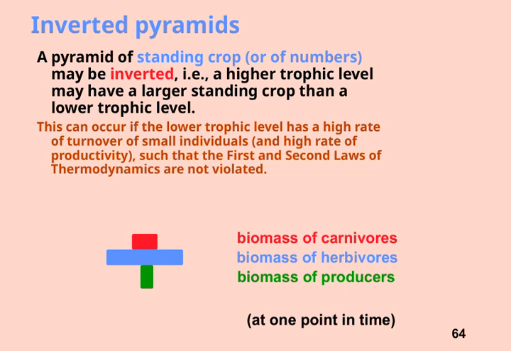It simply reflects that the lower trophic level has a high productivity and rapid turnover of small individuals, so their biomass at any given moment is relatively low despite high productivity. So when we look at a snapshot of biomass, say, of producers, herbivores, and carnivores at one point in time, the carnivores might appear to outweigh the herbivores, and the herbivores might outweigh the producers, creating this inverted pyramid. This concept highlights how energy flow and organism turnover rates influence ecosystem structure, and it reminds us that standing biomass isn't always a straightforward indicator of productivity or energy transfer.